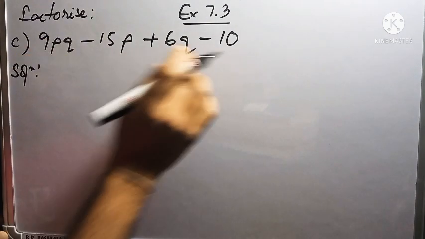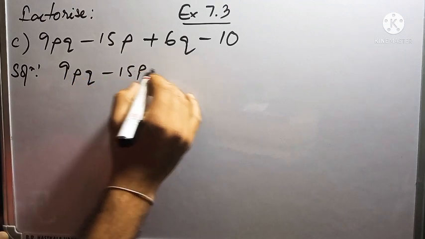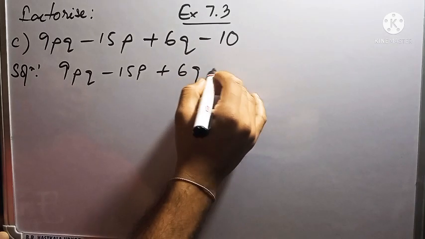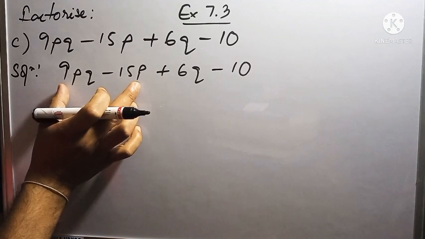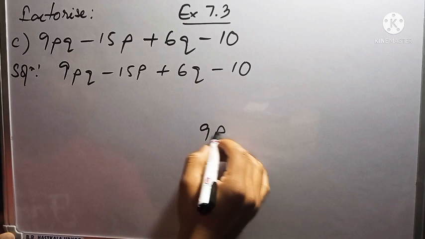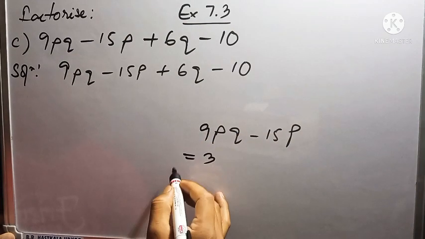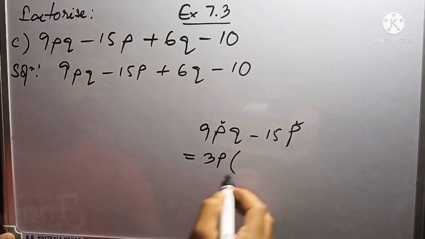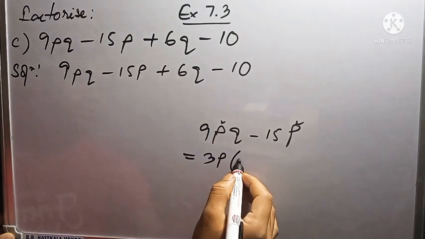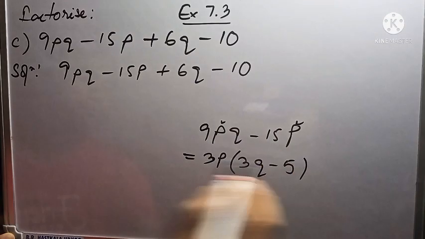First, let me write what is given in the question. 9PQ minus 15P plus 6Q minus 10. When we make the group for the first two terms, 9PQ minus 15P, we can take 3 common, and again we can take P common. So what do we have now? 3P into how much? 9, 3, 3, 9. Then here Q minus 3, 5, 15.